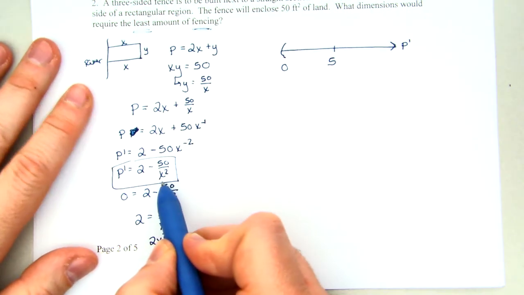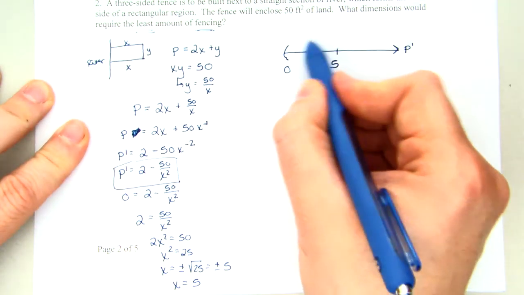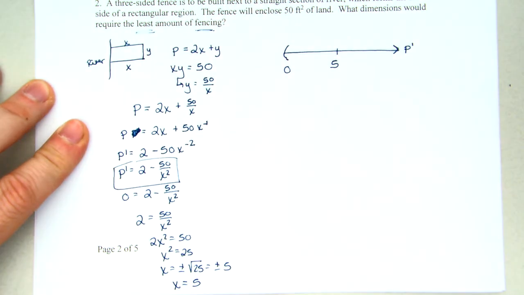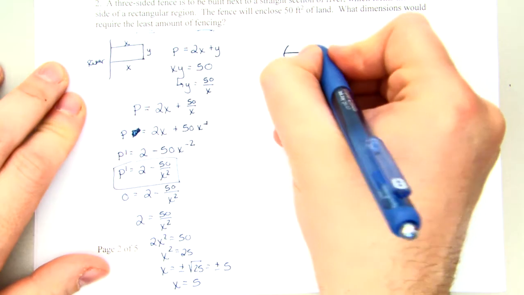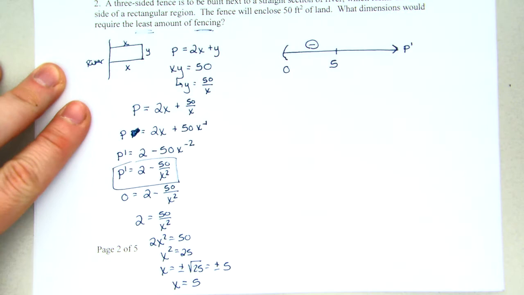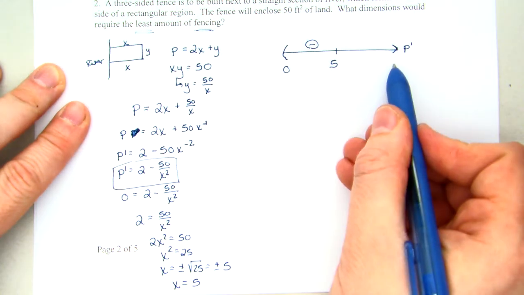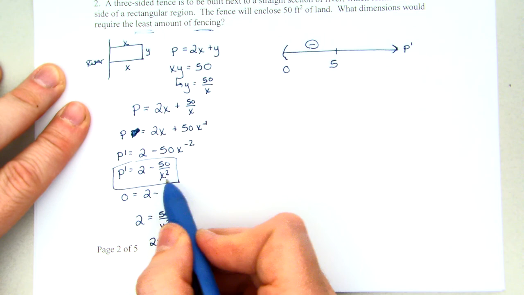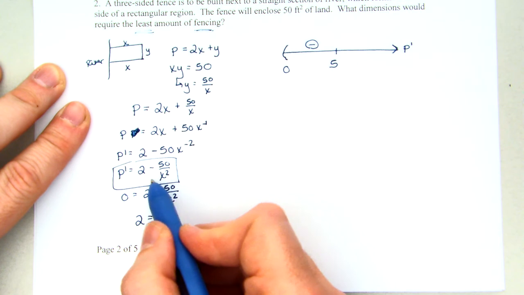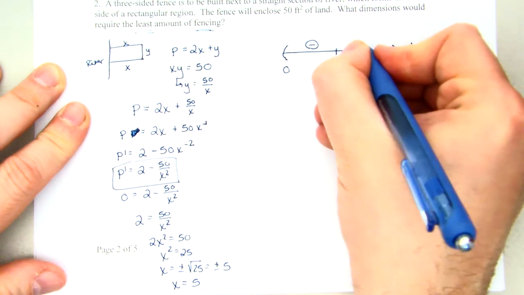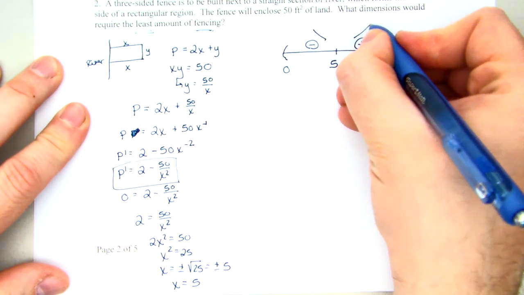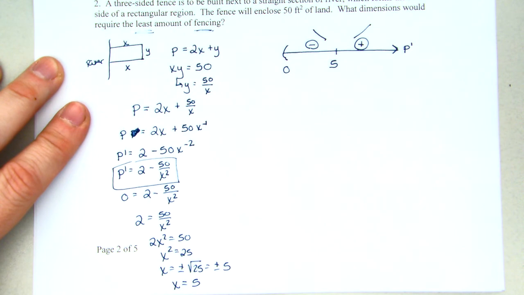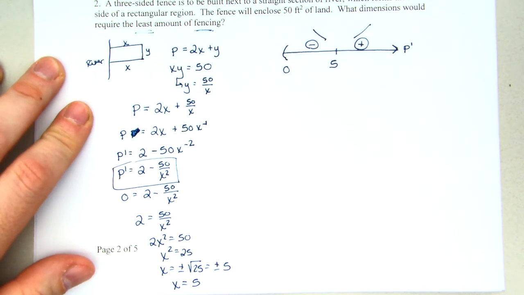If I plug 1 into p prime, for this region, will it be positive or negative? Plug in 1: 2 minus 50 over 1, 2 minus 50, negative 48. That region's negative. Plug in 6, or really anything greater than 5. Well, 2 minus 50 over 6 squared, 2 minus 50 over 100 squared, 2 minus 50 over 1,000 squared, whatever. This is going to be small compared to the 2, so that's going to be positive. So I know that p is decreasing and then increasing, which means there's a relative minimum at x equals 5. However, I can do better than that.